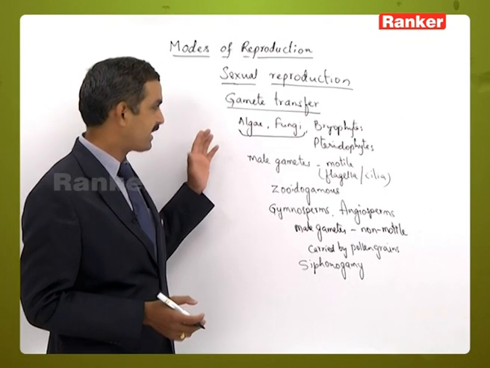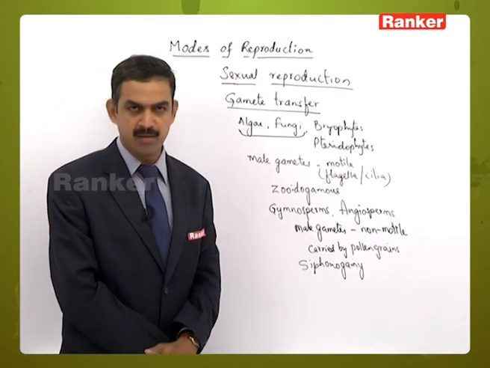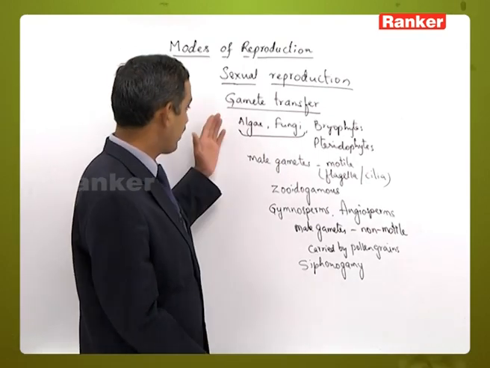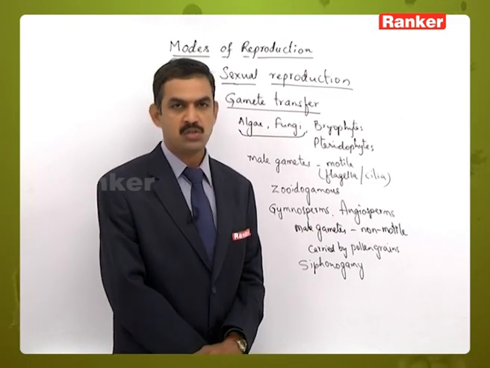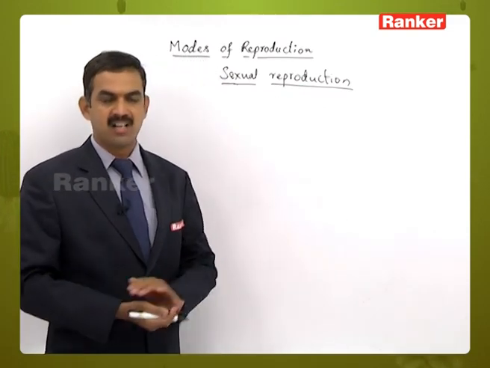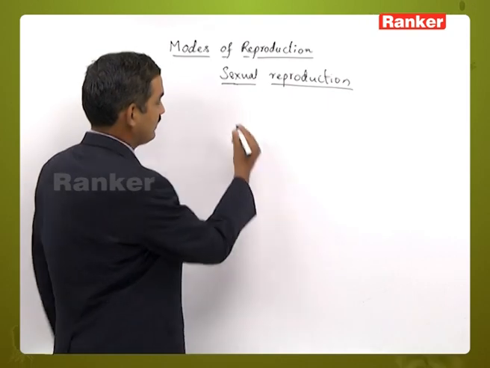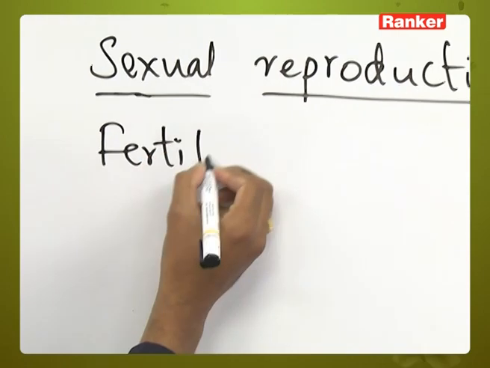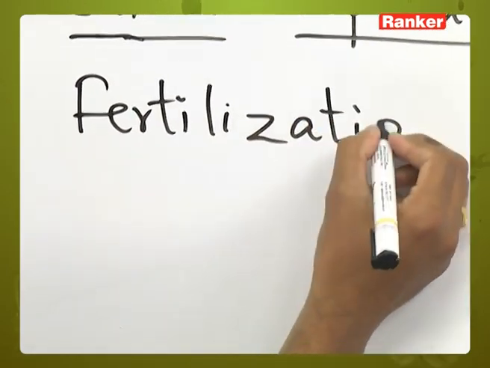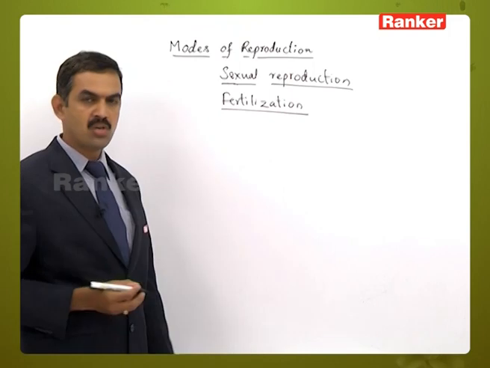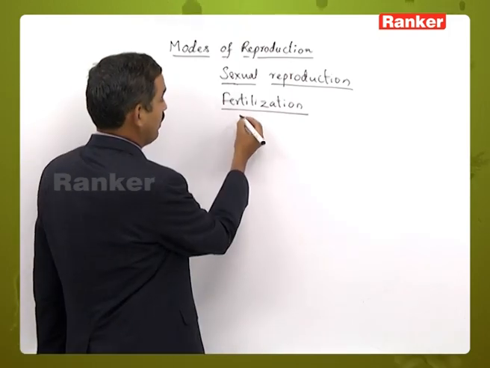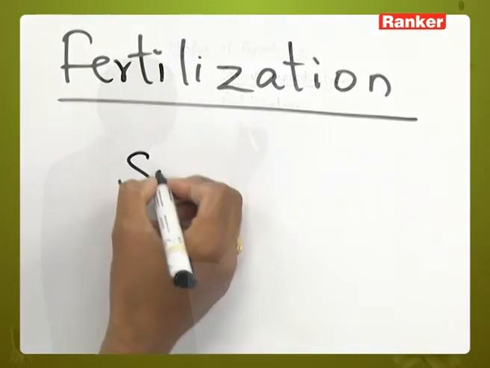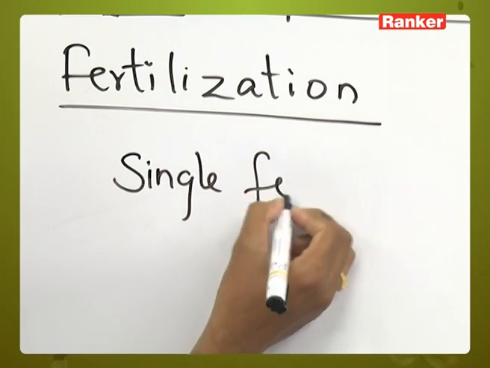Likewise, the gametes are carried or transferred by various media. So this type of variation can be observed from lower plants to the higher plants, that is the angiosperms. Once the gametes are transferred to the female structures, the fusion of male and female gametes takes place. That stage is called fertilization. The second step, that is fertilization. Fertilization means the fusion of male and female gametes. Here, when one male and one female gamete participate, we call it single fertilization.